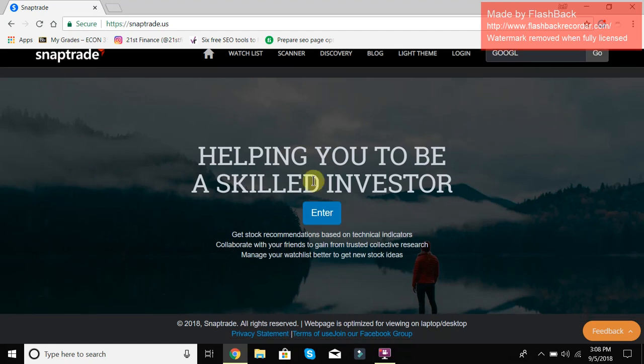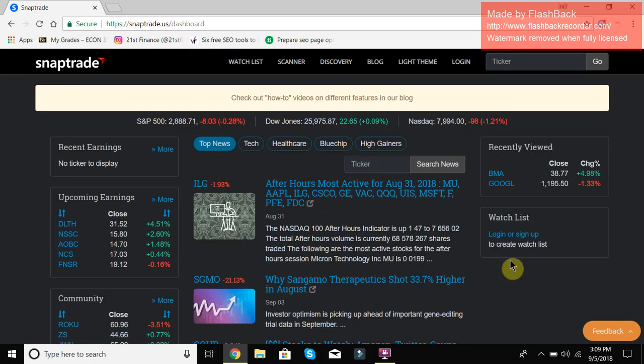So as we get to the opening screen, the home screen, you'll see here it says helping you to be a skilled investor. That's kind of the point of Snaptrade. They're really trying to give you that information to make informed and important trades throughout the day. However you may trade, be it day-to-day trading or long-term trading, they're going to give you a lot of good information to make the best and most quality trades that you possibly can. So as we enter into the website, this is the dashboard.